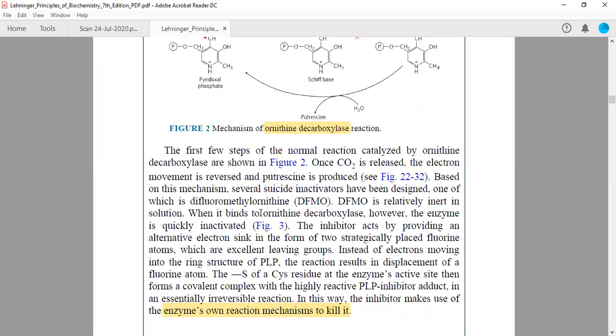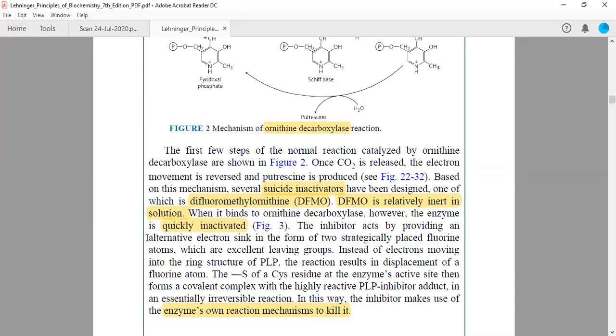The drug generally used to treat African sleeping sickness is actually a suicide inactivator, designed in such a way. This is difluoromethylornithine, called DFMO. DFMO is used as a drug to permanently, or irreversibly, inhibit the ornithine decarboxylase enzyme. DFMO is relatively inert in solution, so it is stable and will not change. When it binds to ornithine decarboxylase, the enzyme is quickly inactivated.